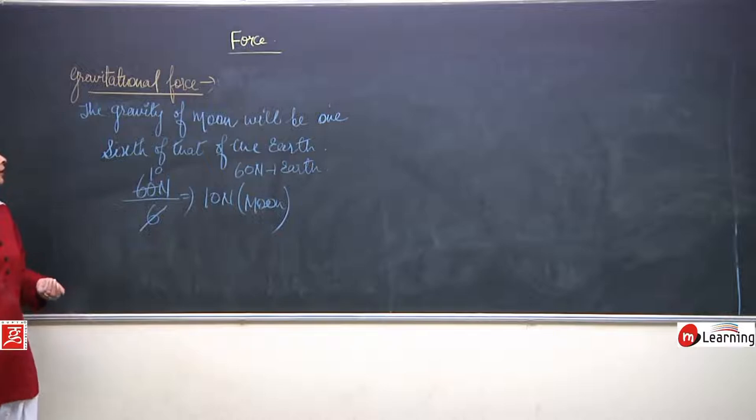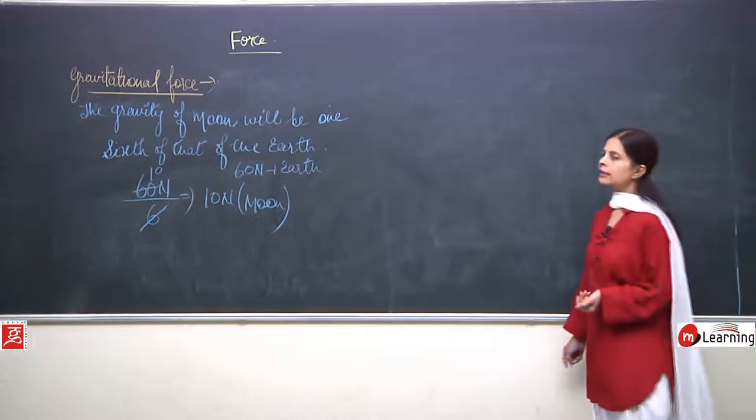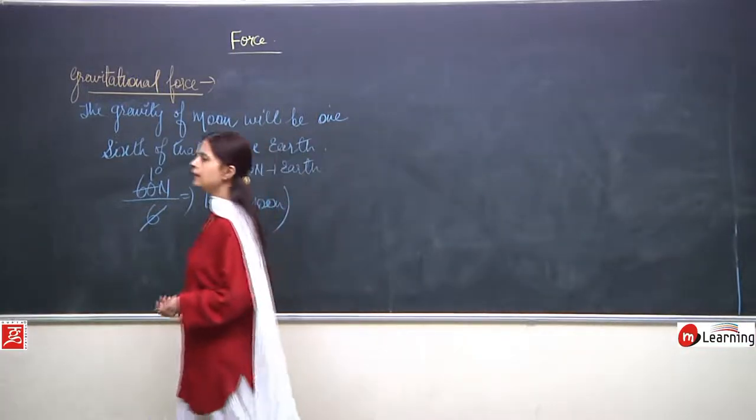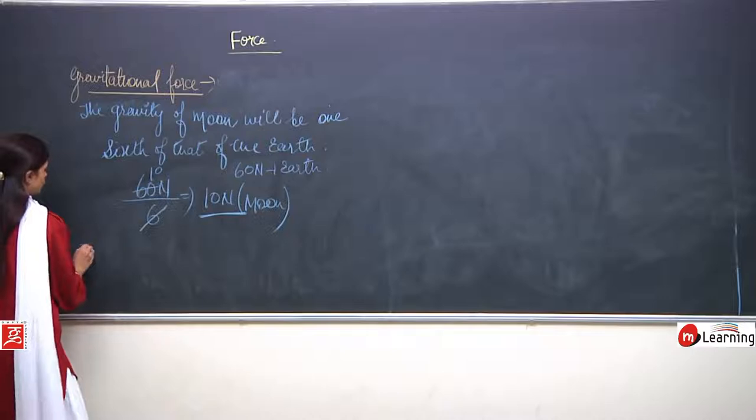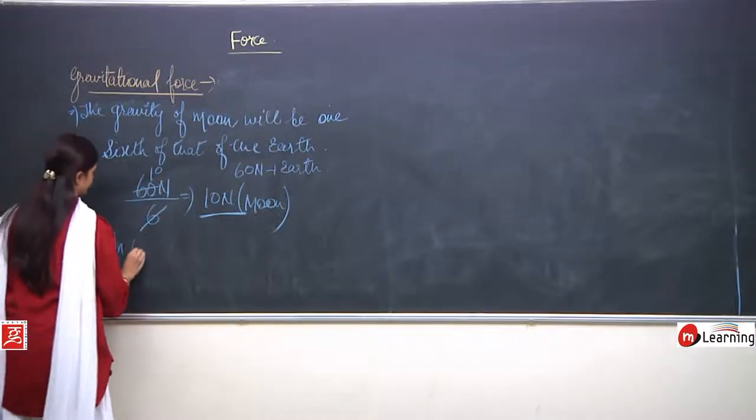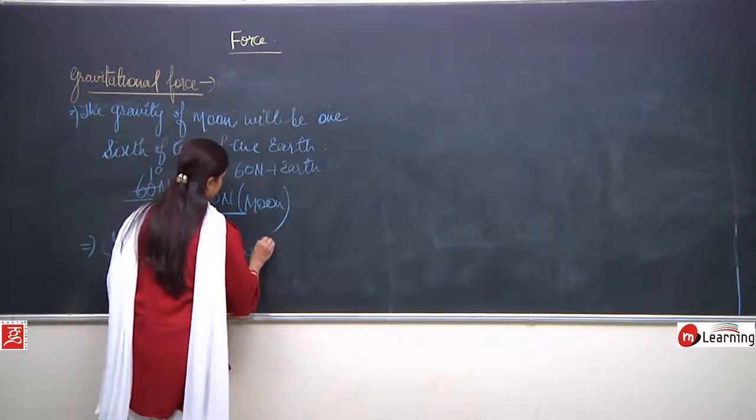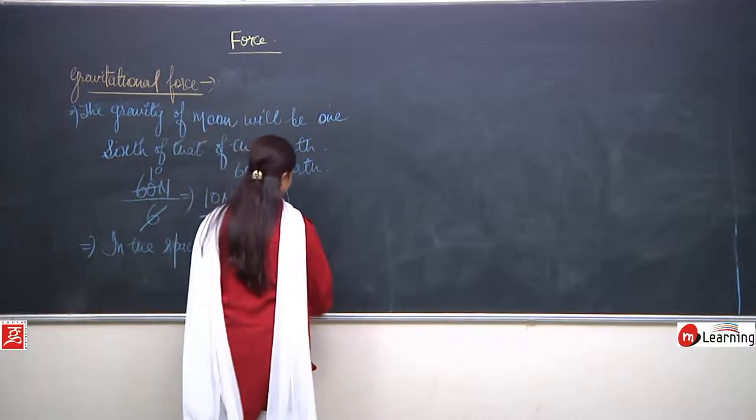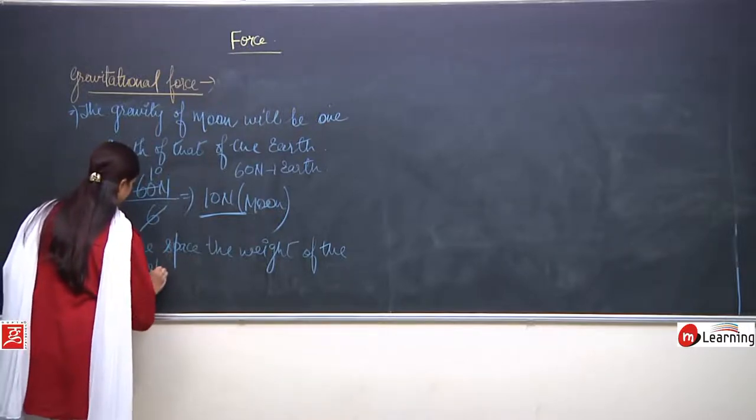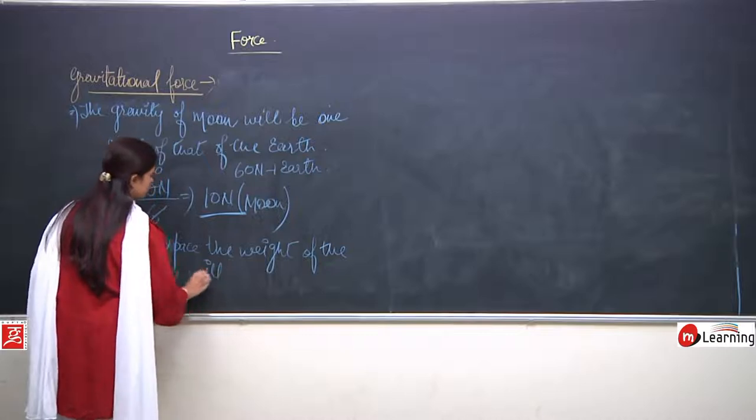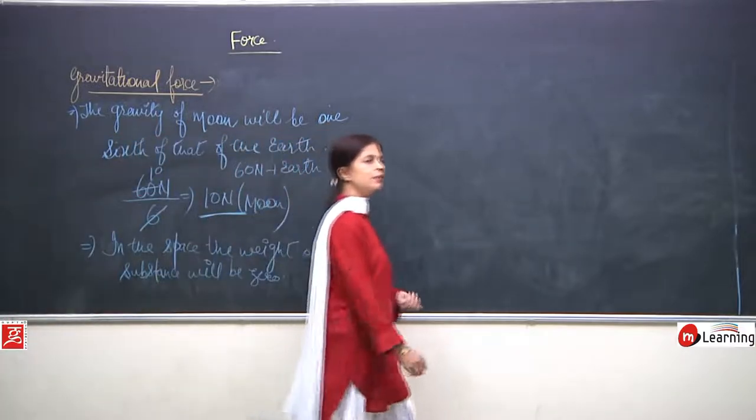So this is a very important point, that the gravity of the moon will be 1/6 of the gravity on the surface of the earth. That means if a substance weighs 60 newton, then on the moon it will be what? 10 newton. Okay, the next point was what, children? That in space the weight of the substance will be 0, isn't it? The weight of the substance in space will be 0.